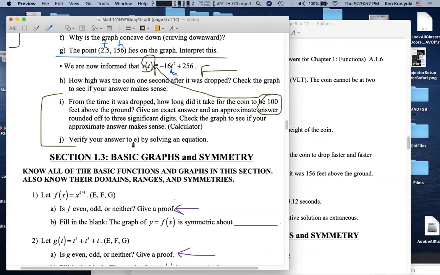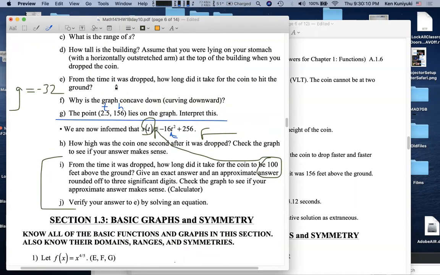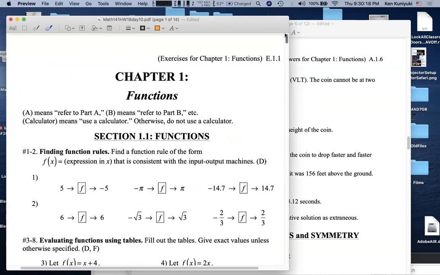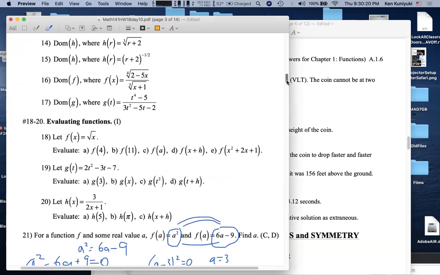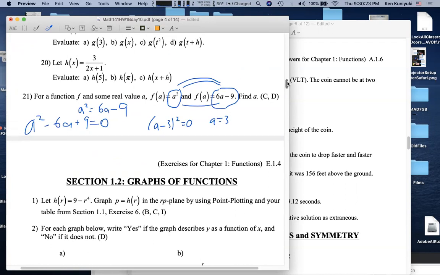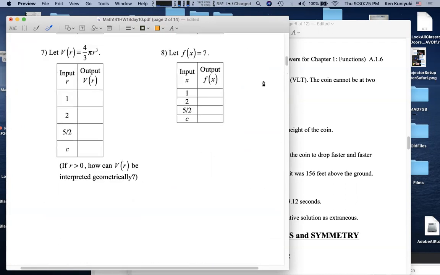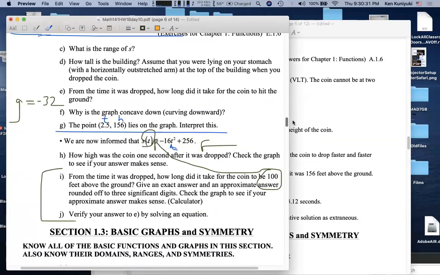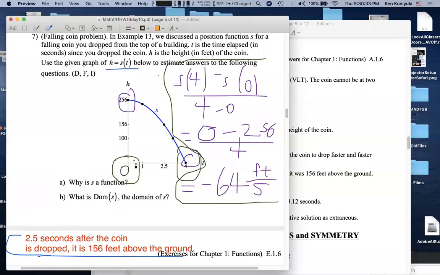For j, verify your answer to e by solving an equation. Verify your answer to e. From the time it was dropped, how long did it take for the coin to hit the ground? All right. Well, from the figure, is it from here? Yeah.